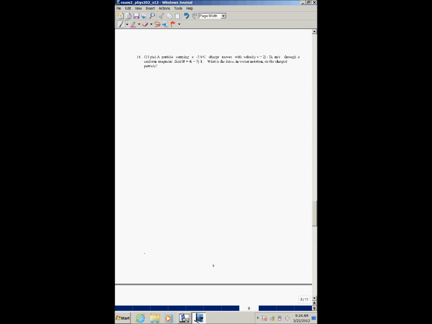A particle is carrying a -3 coulomb charge, moving with a velocity as shown through a uniform magnetic field. What is the force in vector notation? Right here, all you have to do is the cross product. F is Q times V cross B. That's -3 coulombs times V, which is 2J minus 1K, crossed with 4I plus 3J.